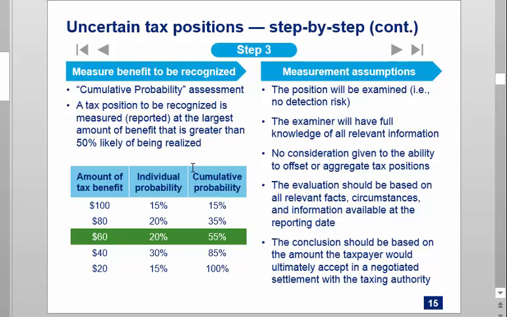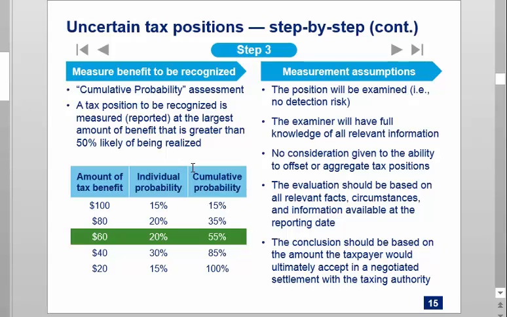So the way FIN 48 is supposed to work is you're supposed to identify the likely outcomes. Here we have 5. And each of those outcomes you're supposed to assign an individual probability percentage to. And the sum of the individual probabilities should add up to 100. Okay? So you're playing odds maker with what's going to happen to your credit.